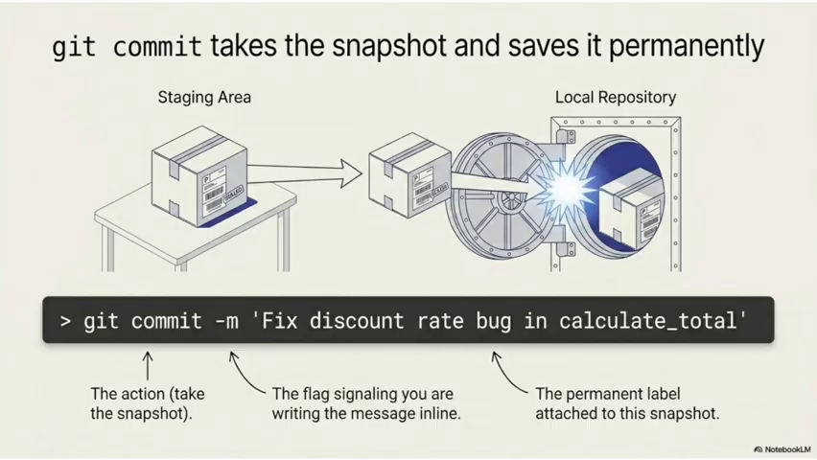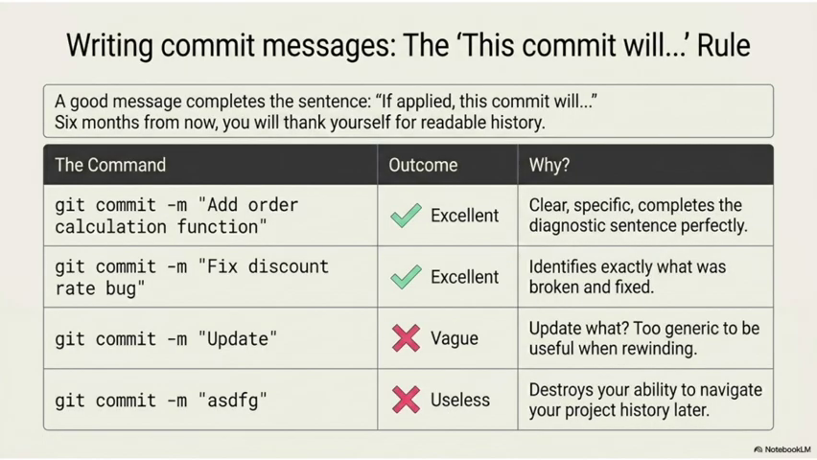The message in quotes is a permanent label attached to this snapshot, what you'll read 6 months from now when you need to find a specific change. A commit without a clear message is almost useless for debugging. A commit with "fixed discount rate bug in calculate total" is a precise, searchable record. The commit message is a gift to your future self. Write it as a complete, specific description of what changed and why.